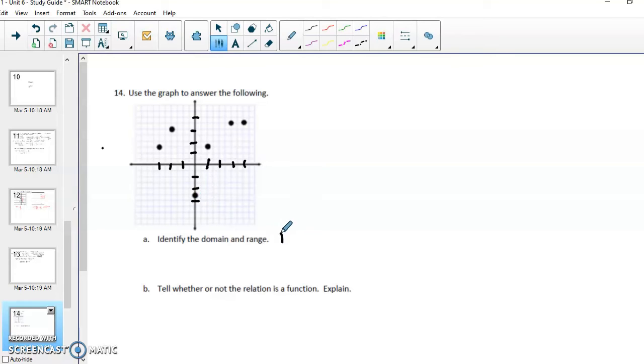When you have points, that's when you write domain in the brackets, and you're just listing every x value. So if I start from the lowest, this would be negative 6. See, this is where my little markers come in handy. Negative 6, negative 4, 0, 2. Then let's see, here we're at 6 and 8.